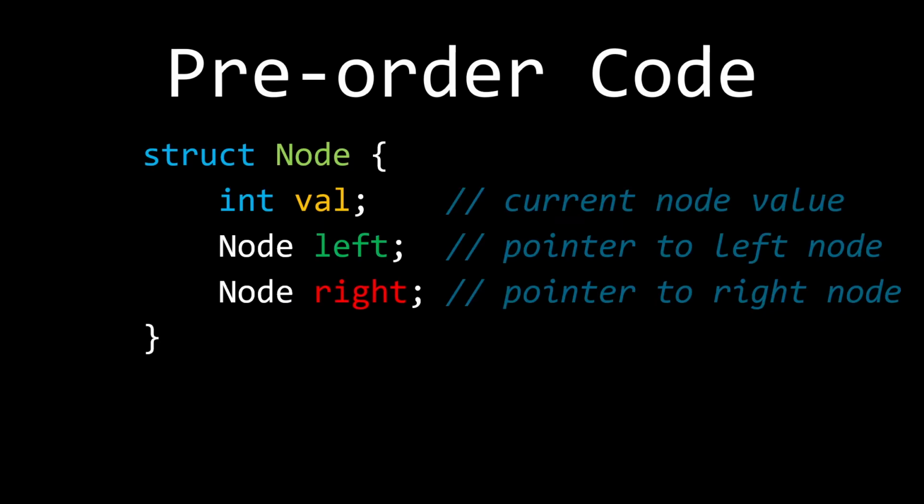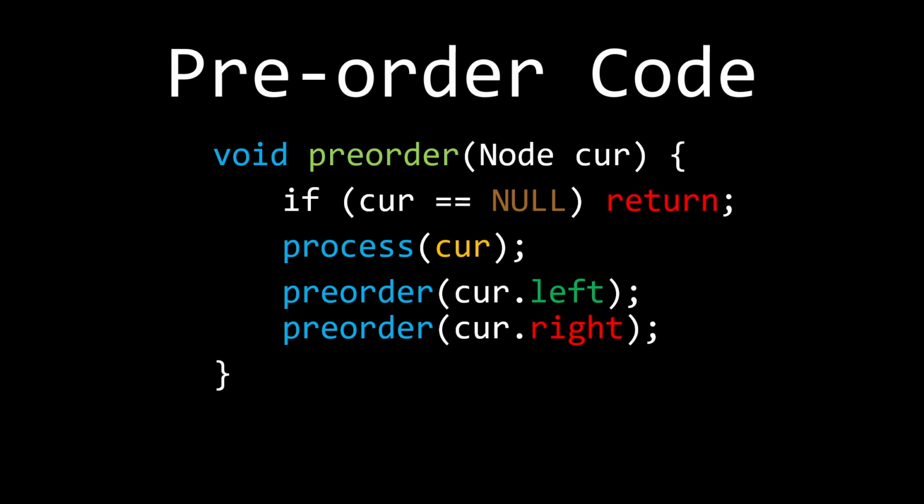Okay, so how exactly does pre-order code work? Well, essentially, let's assume that we have the following declaration of a node, where we basically have the current node's value, which is int val, node left, which is a pointer to the left node, and node right, which is a pointer to the right node. Then the code will look something like this, and keep in mind that this is pseudocode. So the first thing that we'll do is we're going to have a parameter header, such as void, and we're going to call it preorder, where we pass in a current node. And if the current node is null, which means it's not really a node, we're just going to return so that we don't do anything with the node.